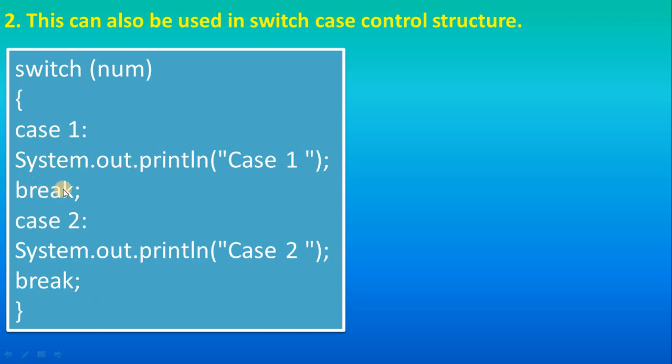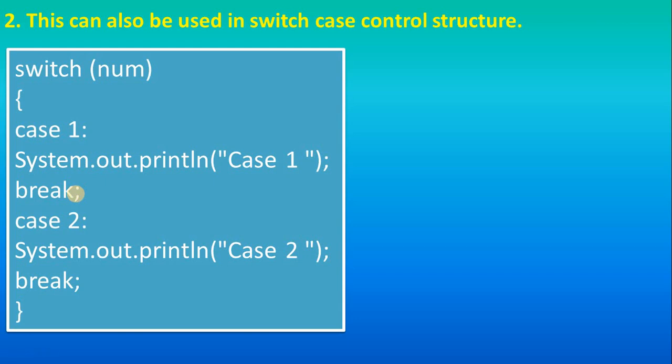And suppose you don't have break, then what happens is after case 1 it will run case 2. So you are getting both case 1 and case 2 output, but because of the break statement, only one particular case will run. So that is the reason in the switch statement, after every case at the end of the body, we use the break statement. In switch the break statement is very important.